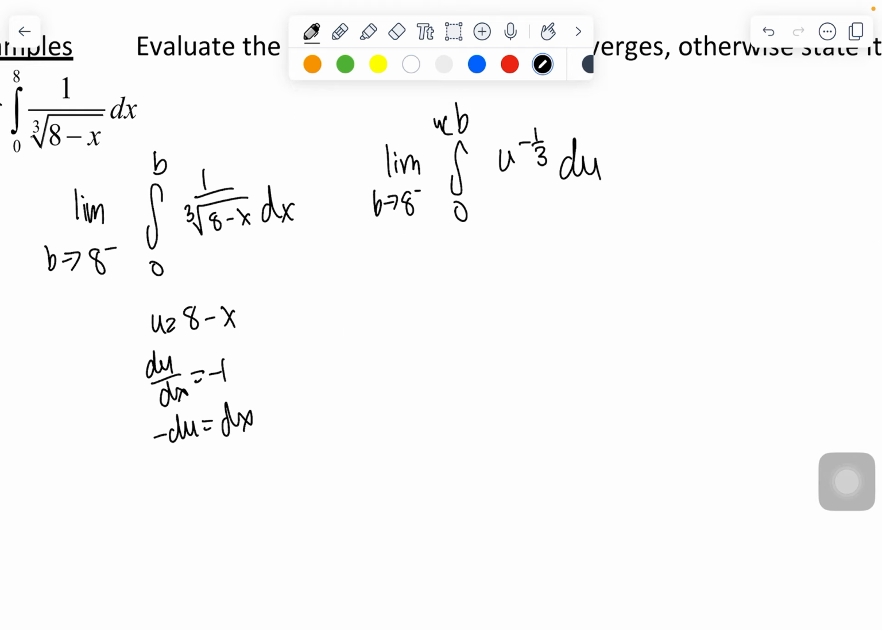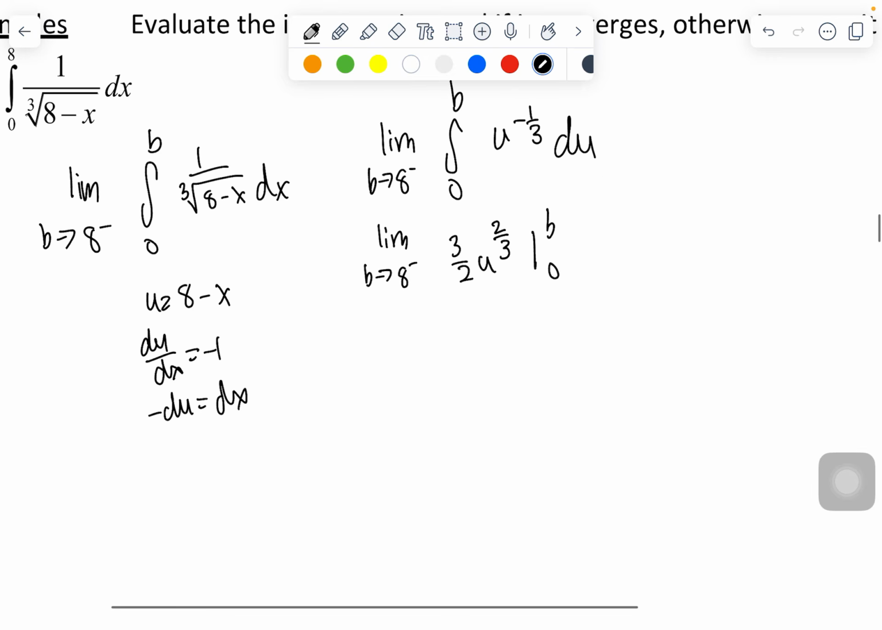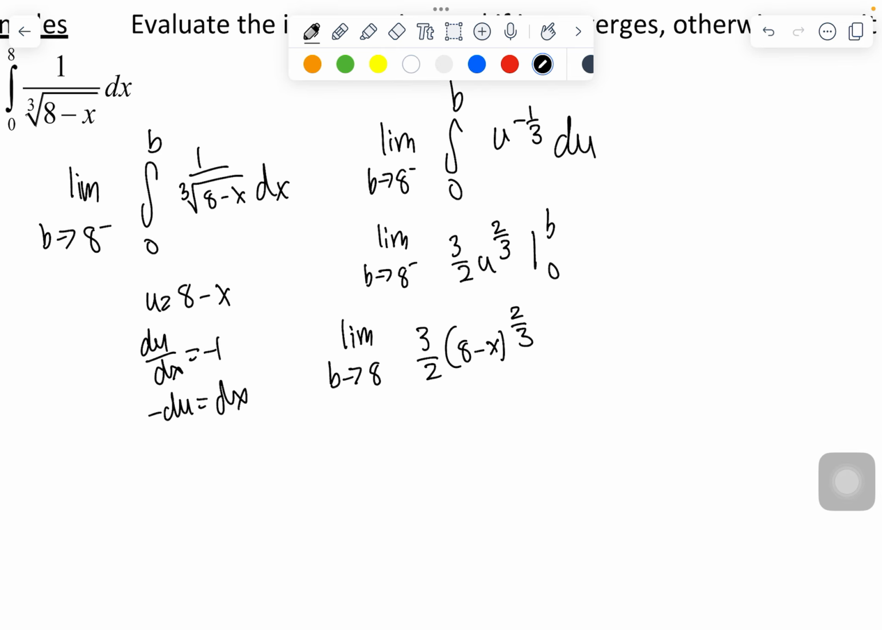We could change these bounds to u of b, but we're just going to be switching it back to x anyway. So then we get the limit as b approaches 8 from the left side of 3/2 u to the 2/3 at b to 0, and then we plug x back in for u, so 3/2 times 8 minus x to the 2/3, as b is approaching 8 from the left side, at b to 0.